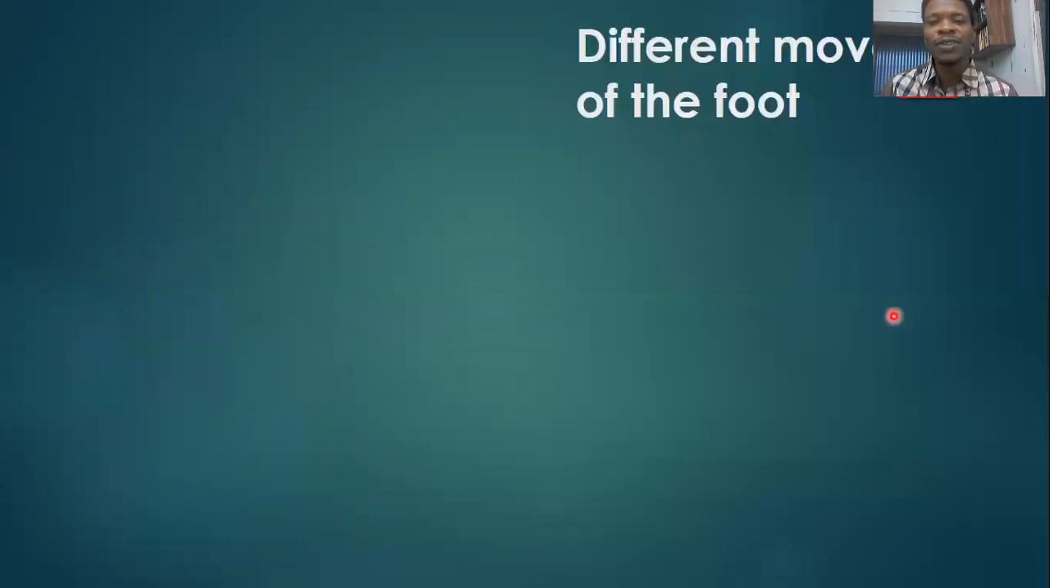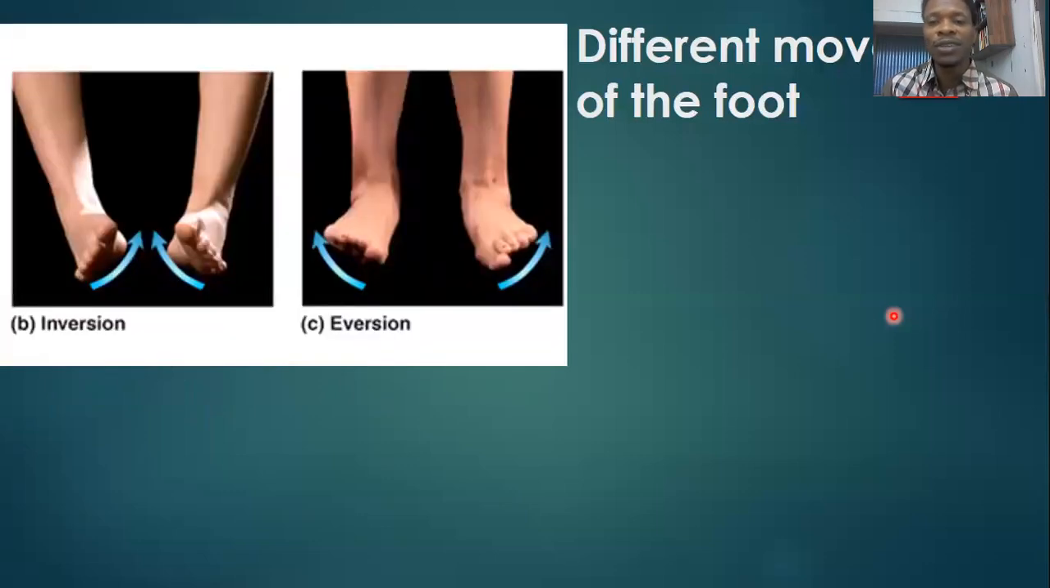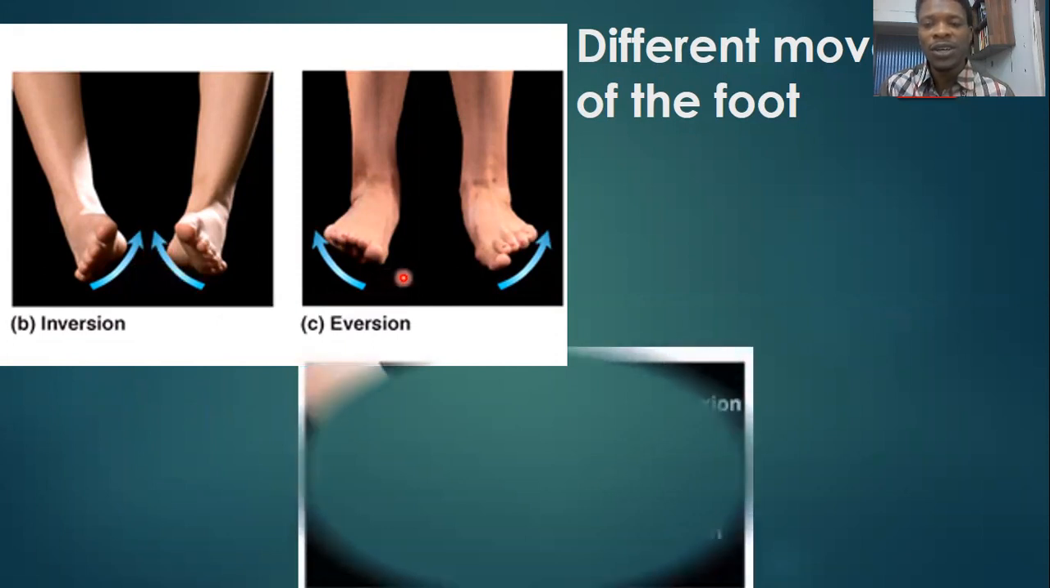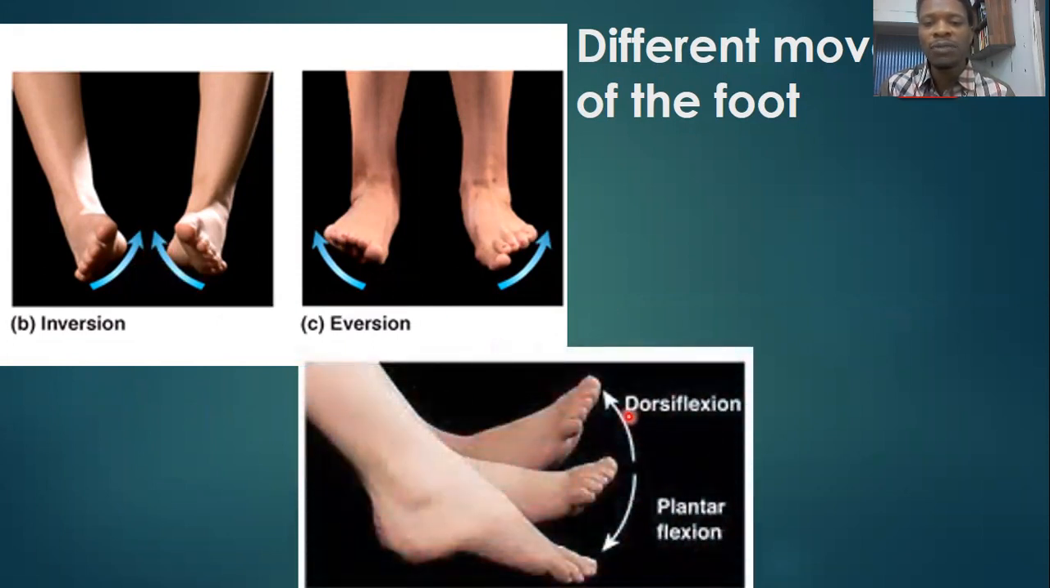Let's see the different movements of the foot. The muscles from the leg go into the foot to control its movement. So we have inversion and eversion, shown in the diagram. Then we also have dorsiflexion and plantar flexion. I'm going to tell you the muscles that help control these. The muscles of the anterior compartment of the leg help form dorsiflexion, and those of the posterior compartment help form plantar flexion.